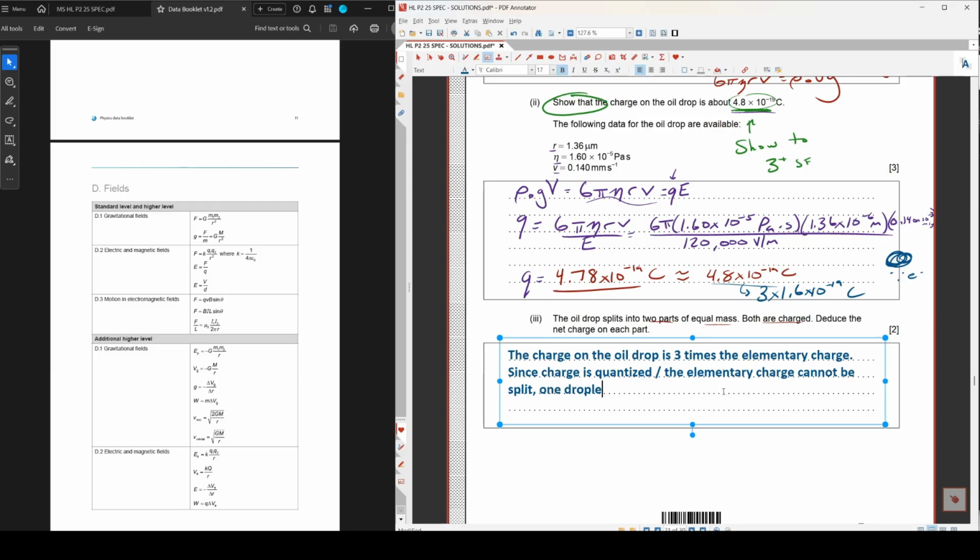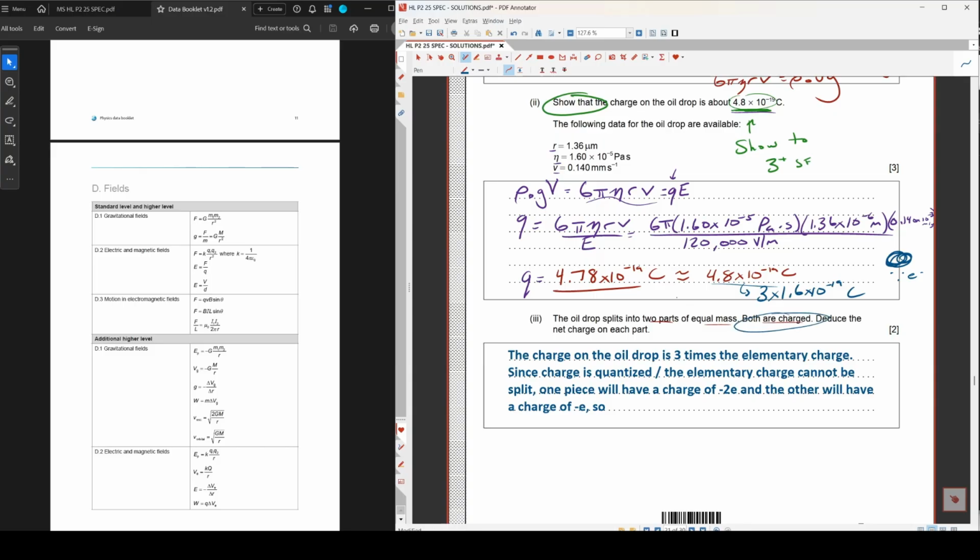1 droplet, 1 piece maybe, a charge of negative 2e, and the other will have a charge of negative e. So together they have to make up that negative 3, those 3 electrons, but it can only split up in a way that 2 electrons go one way, 1 electron goes the other way. There's no other way it could work. Both are charged. They have to say that because it's not one gets all 3 and one gets none. That could happen, but it's not happening here because of this.